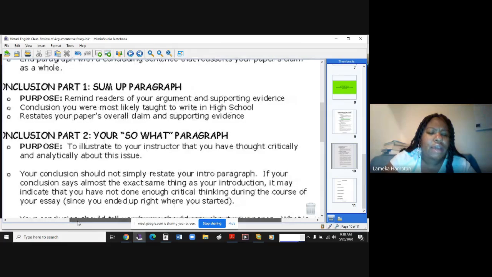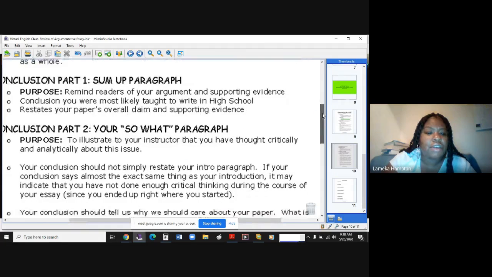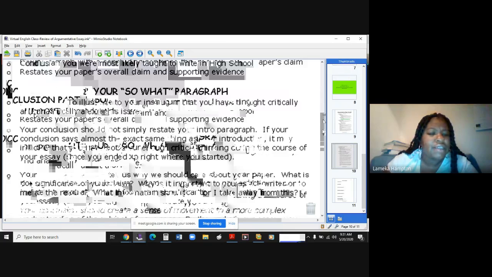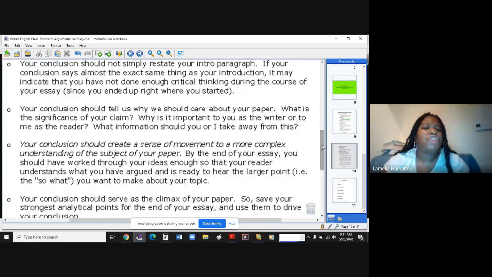And I'm going to read this part again, just in case nobody believed me. Your conclusion should not simply restate your intro paragraph. If your conclusion says almost the exact same thing as your introduction, it may indicate that you have not done enough critical thinking during the course of your essay. Your conclusion should tell us why we should care about your paper. In so many words, what is the significance of your claim? Why is it important? It's right there.